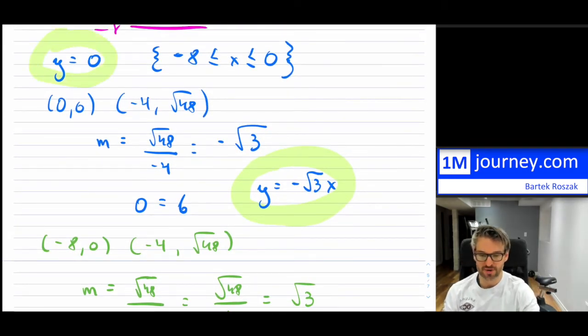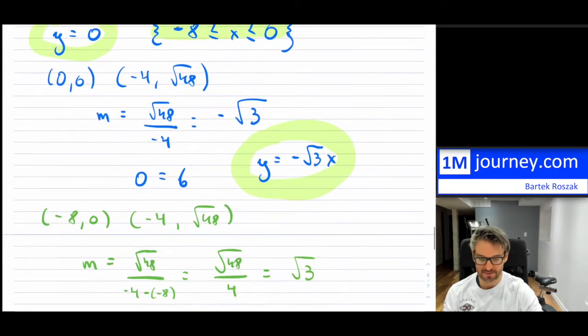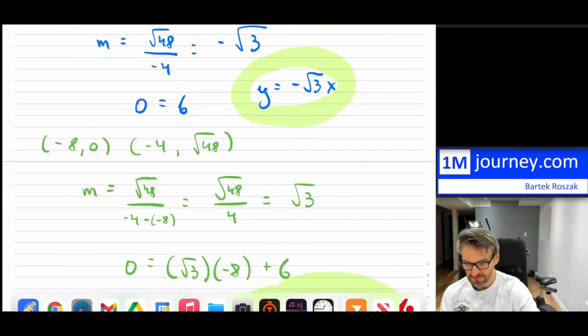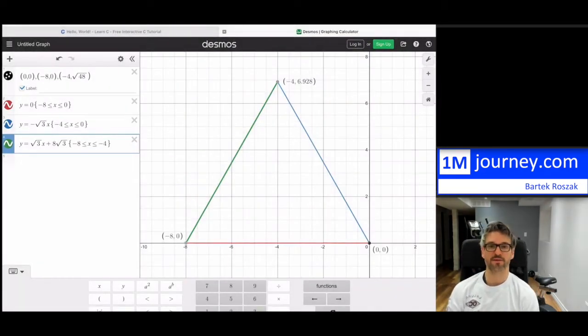Now I put restrictions on all of these lines so that, if you graph it out, here are the lines using Desmos. Notice the restriction on the first line, y is equal to 0. It's between -8 and 0. That's the x value, so that it doesn't extend further out. But those are all my lines. And notice that it creates this nice, beautiful equilateral triangle, which is pretty neat.